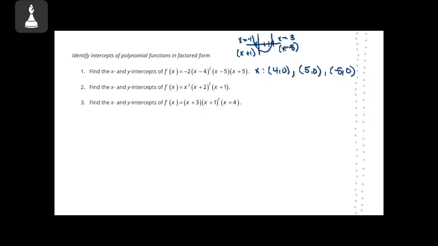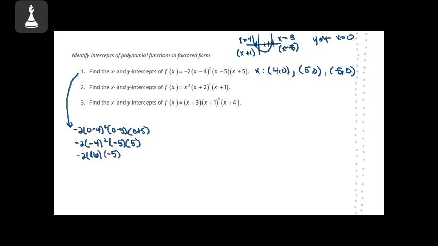Now, to find the y-intercept, what you're going to do is plug in 0 for x. So that one's going to take a little bit of work. So negative 2 times 0 minus 4 squared, 0 minus 5, 0 plus 5. So that's negative 2 times negative 4 squared times negative 5 times 5. So I have negative 2 times 16 times negative 5 times 5. That gives me 800. So the y-intercept for this one is 0, 800.